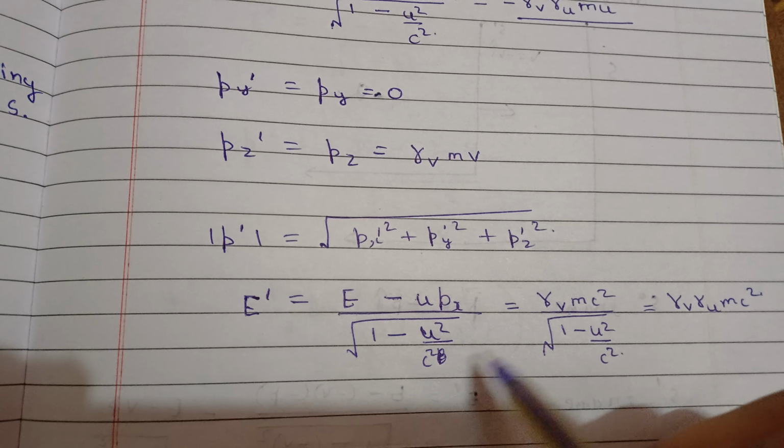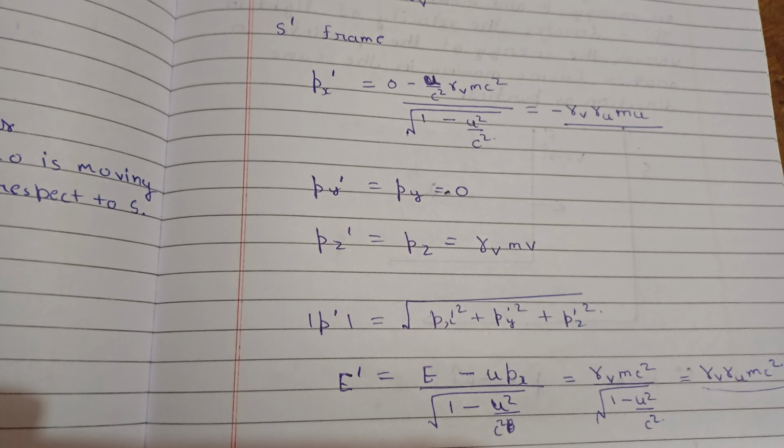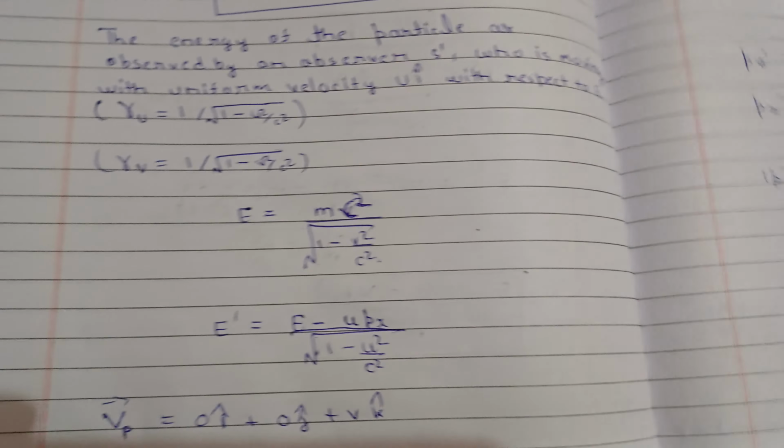gamma v mc square. So just put it here, gamma v mc square divided by this, and 1 upon this can be written as gamma u. So the energy in the S prime frame will be gamma v gamma u mc square. Okay, so this will be the answer. Just see these steps also. This can be asked in some other question, how you will change the momentum in the S prime frame. Now there is one more question we can take.